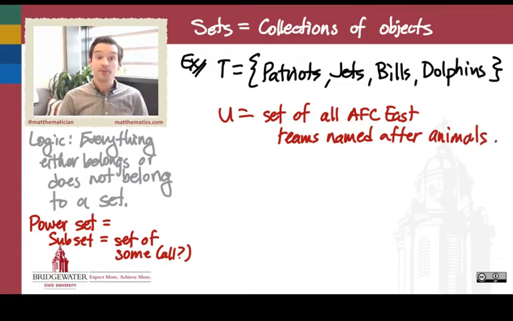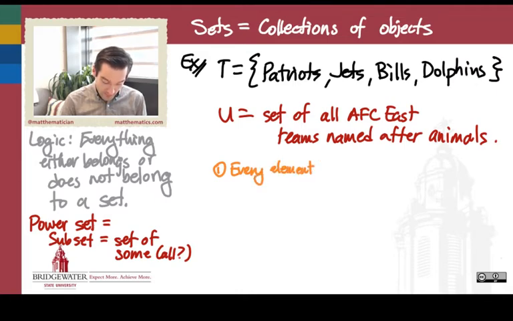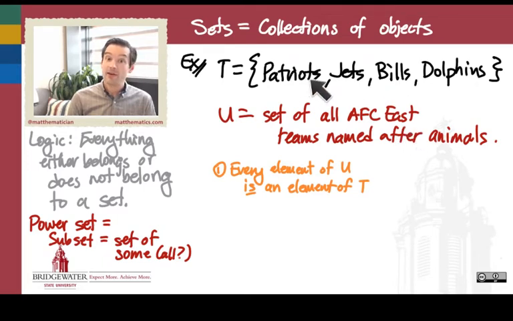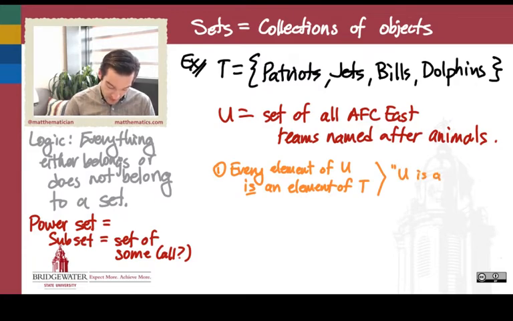So here is a verbal description of a set, and we'll notice that every element that belongs to the set U also has to belong to the set T. So that's the first observation, right? Every element of U is an element of T. Why? Because the set T here has all of the AFC East football teams, and everything in the set U is also an AFC East football team. But it's not necessarily true that every one of the elements here is also an element there, right? But if every element of U is also an element of T, then we say U is a subset of T.